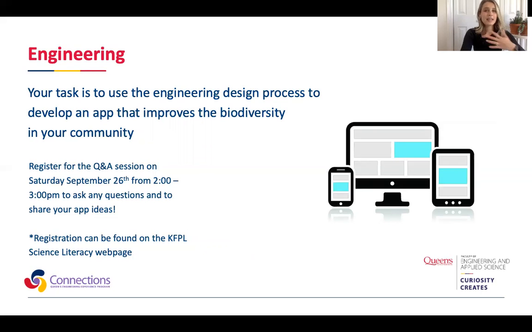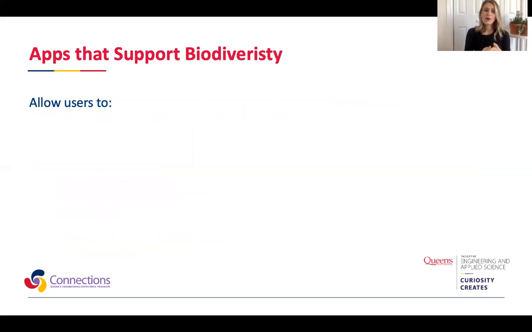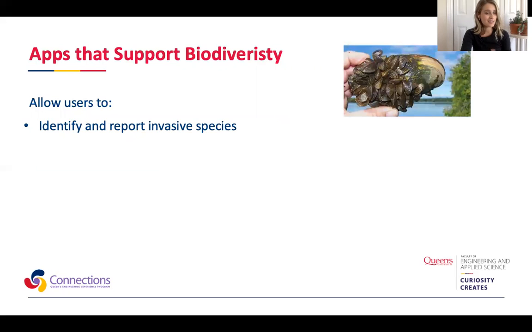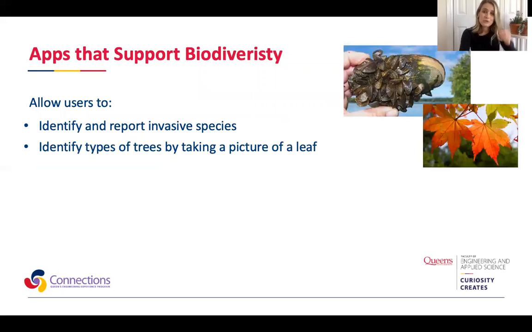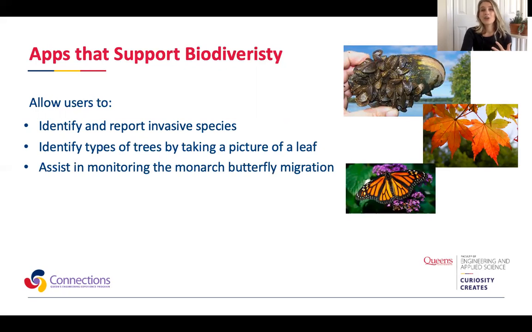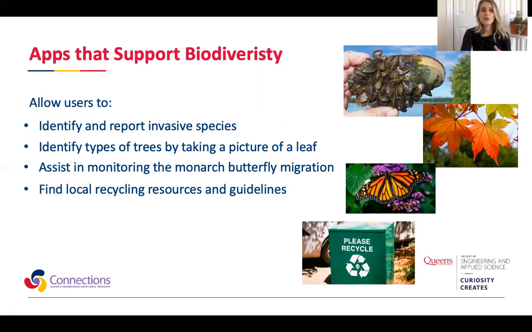Now, in planning our apps, it's important that we look at the apps that already exist. There are many apps that exist that support biodiversity. These apps allow people to identify and report invasive species, identify different types of trees in their community just by taking a picture of a leaf, assist in monitoring the migration of the monarch butterfly, and to help people find local recycling resources and figure out the recycling guidelines in their community.